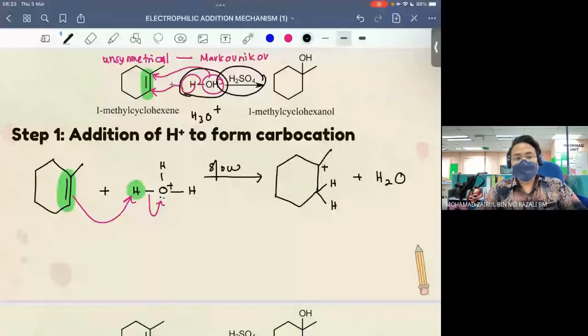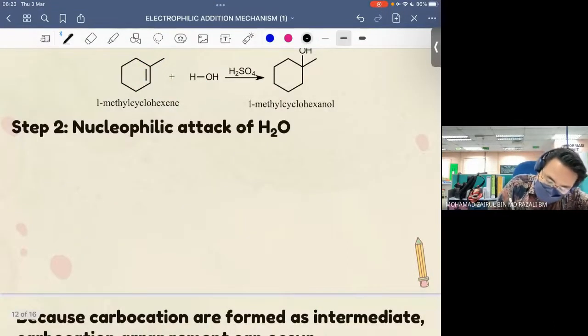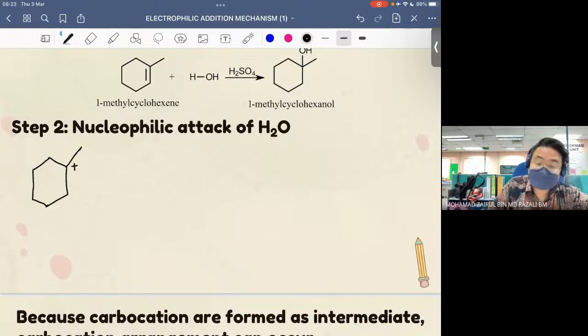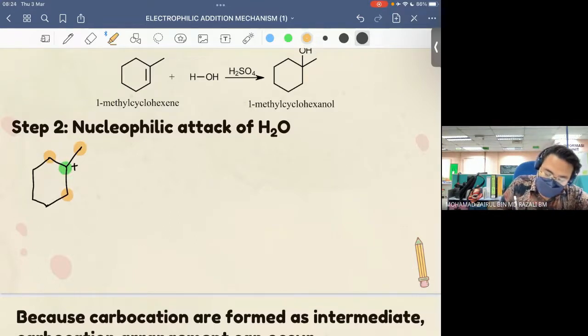Okay, so now the second step itu adalah nucleophilic attack of water. So sekarang ni carbocation yang kita hasilkan tadi, kita check dulu possibility untuk rearrangement. So awak tengok C+ ini dia dah bonded dekat 1, 2, 3 carbon. Maknanya dia dah hasilkan tertiary carbocation.